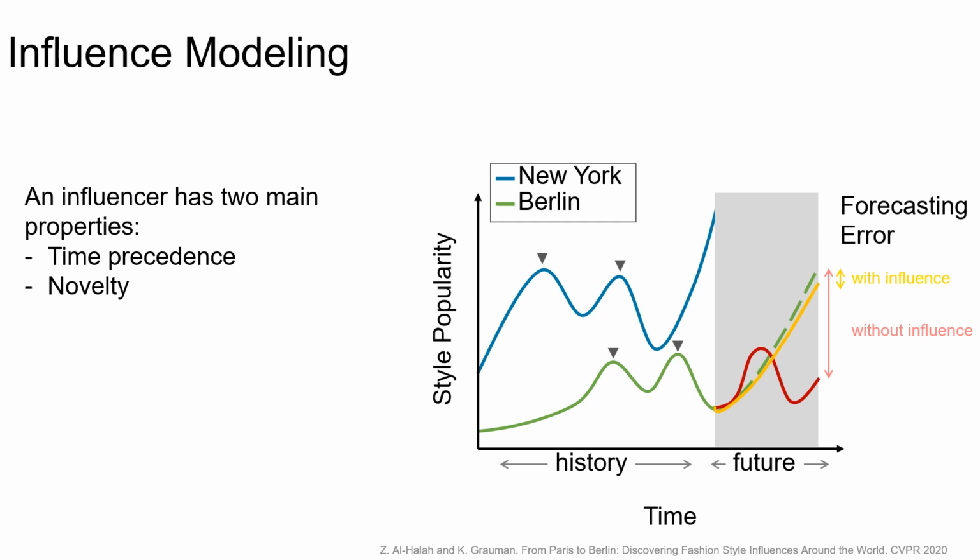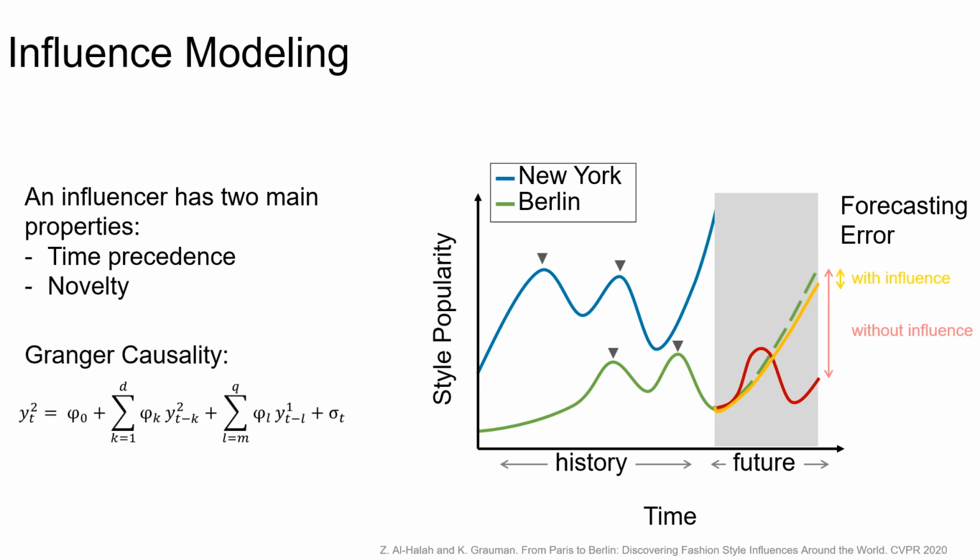We identify two main properties of the influencer: time precedence, where the influencer demonstrates changes in its trend that happen before the observed impact on the influenced city; and novelty, that is, the influencer has novel past information not observed in the history of the influenced city.